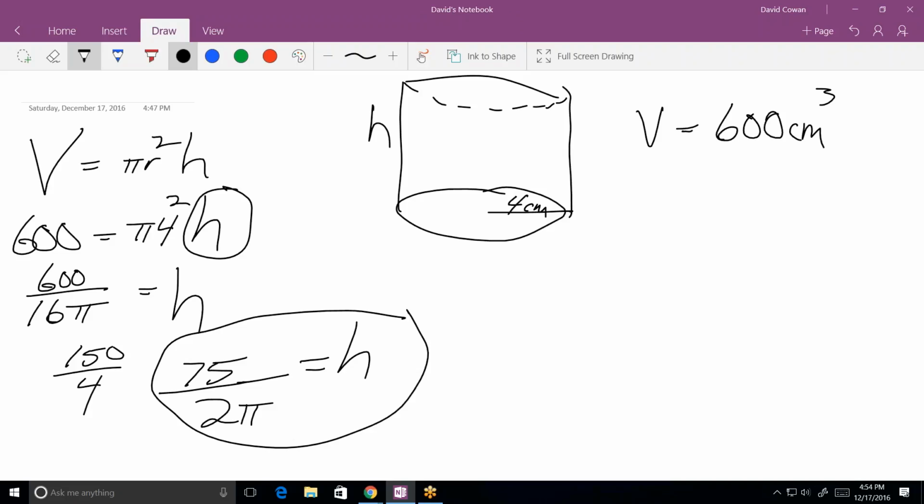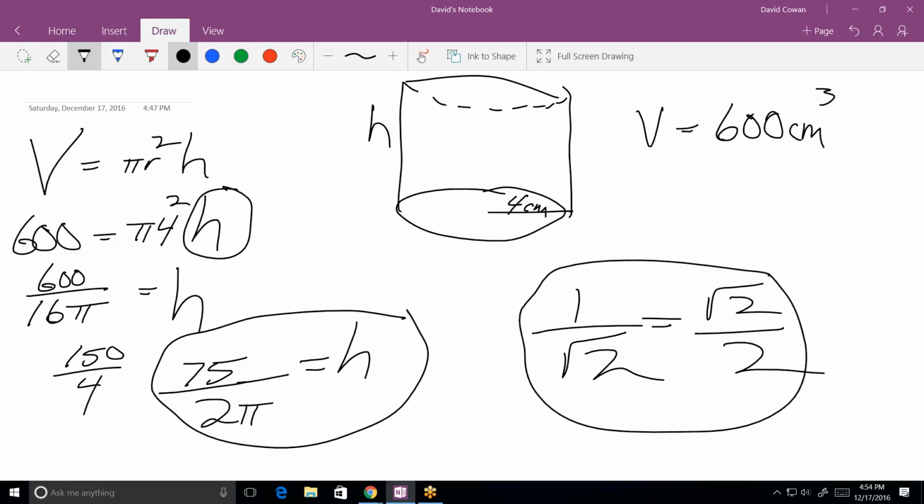Which kind of introduces an interesting question. How come we can have an irrational denominator here, and yet if I gave you this, that would be incorrect mathematically? I'd have to rationalize it to square root of 2 over 2. The reason is that I can rationalize that. I can't rationalize pi. It's impossible.